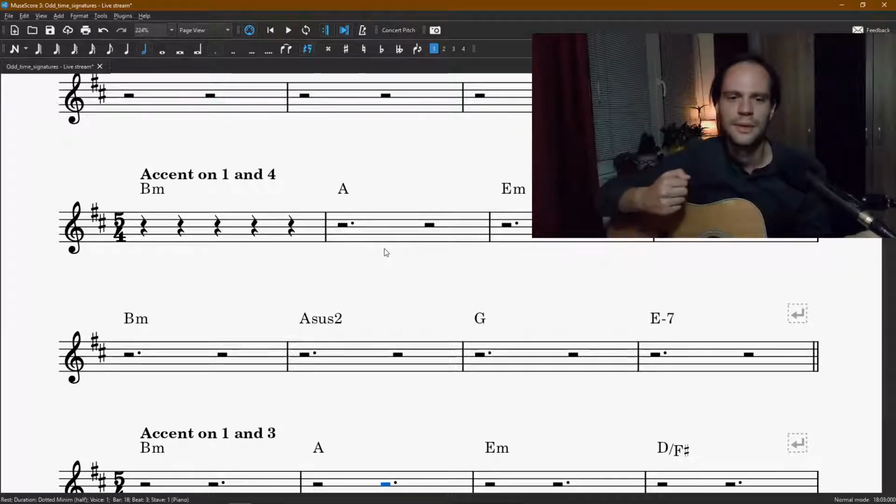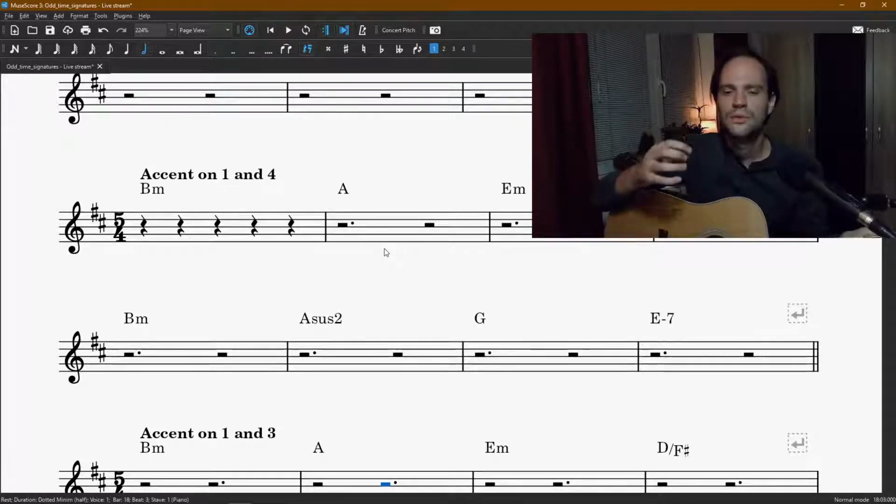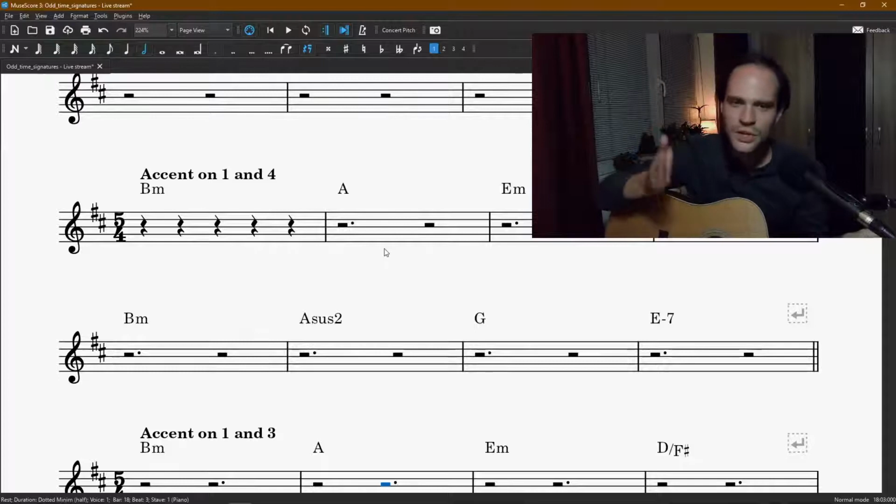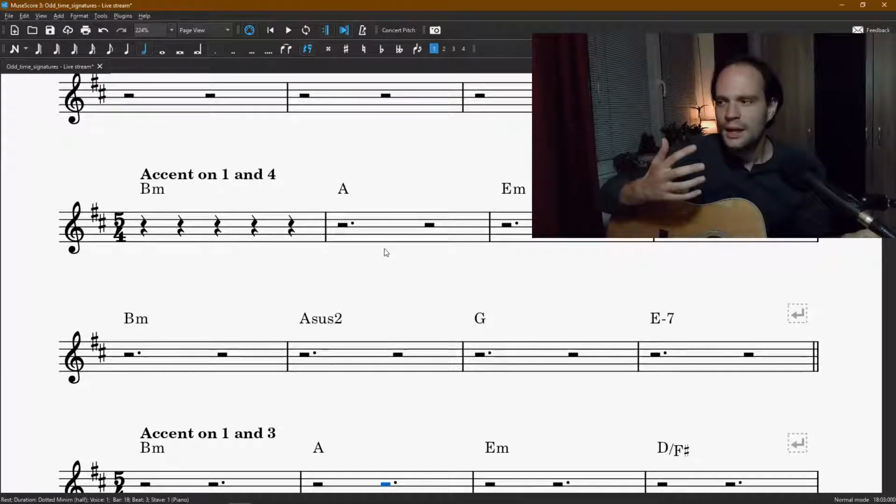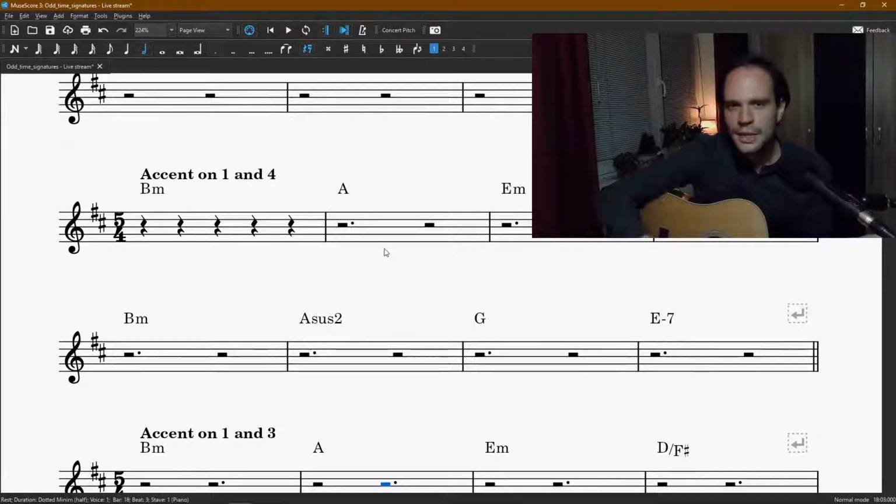So now you would have 1, 2, 3, 4, 5, 1, 2, 3, 4, 5. So it's always cut off, and that propels the energy a bit forward. And if you have this throughout the whole song, you already have some kind of framework which creates motion.